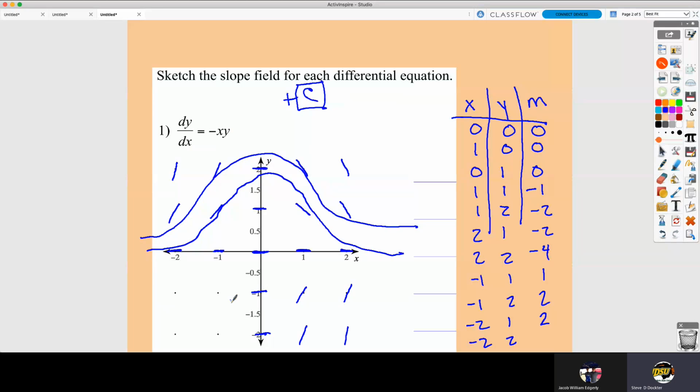Down here into this quadrant, this would be a -1. So that would be that. This one here would end up being a -2. This one would also be a -2. And then this one here would be a -4. Okay, and all you're doing there is you're just plugging in the points for this. Okay?